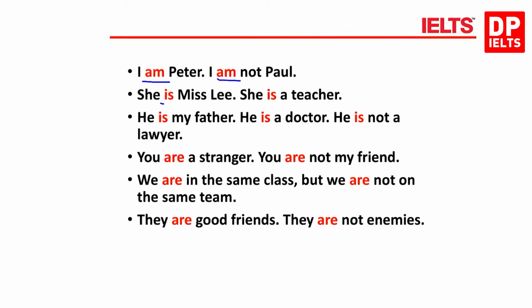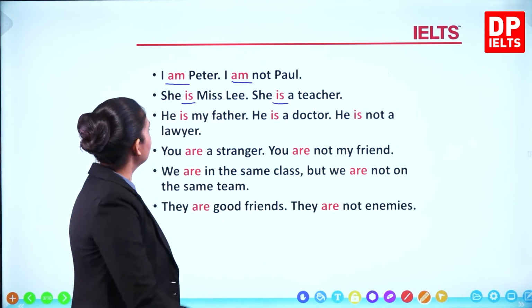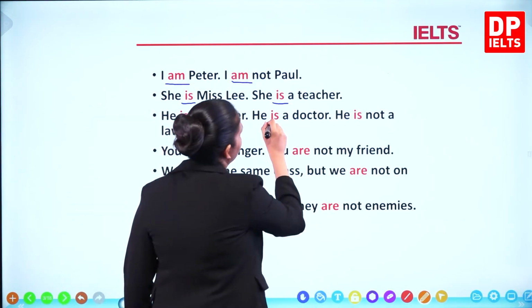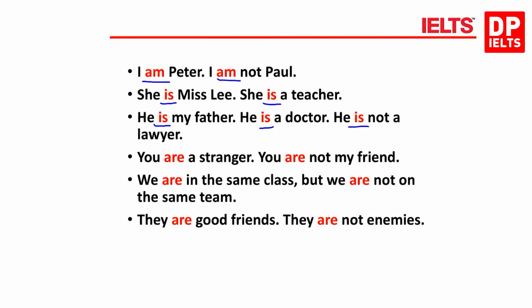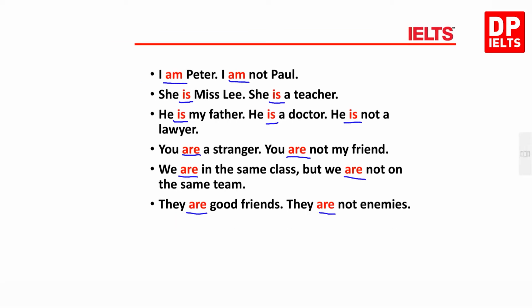She is Miss Lee. She is a teacher. He is my father. He is a doctor. He is not a lawyer. You are a stranger. You are not my friend. We are in the same class, but we are not on the same team.